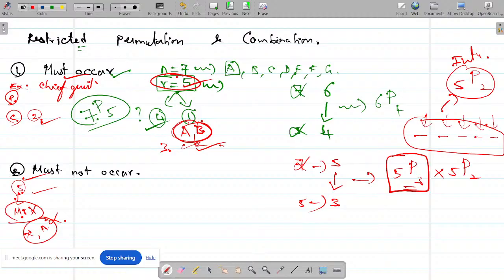Now I have to give the formula for this. What is N? 7. What is R? 5. You should not get confused with this 5 and the other 5. I have kept this 5 as R itself in my problem. Sometimes the values may be repeating, so you should not get confused with the values. So R is 5 here in my problem.